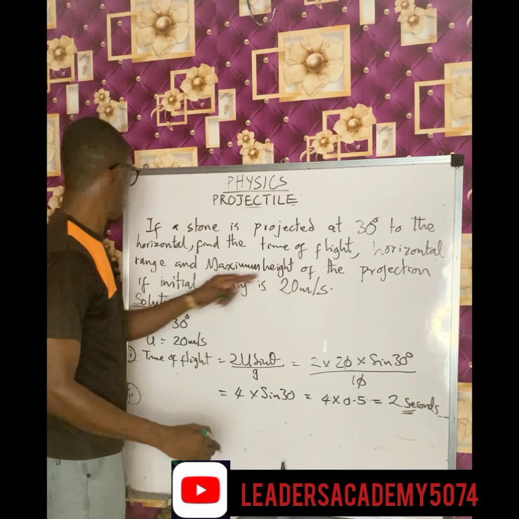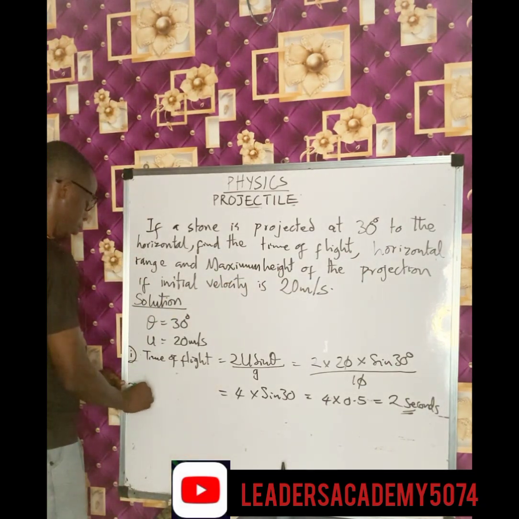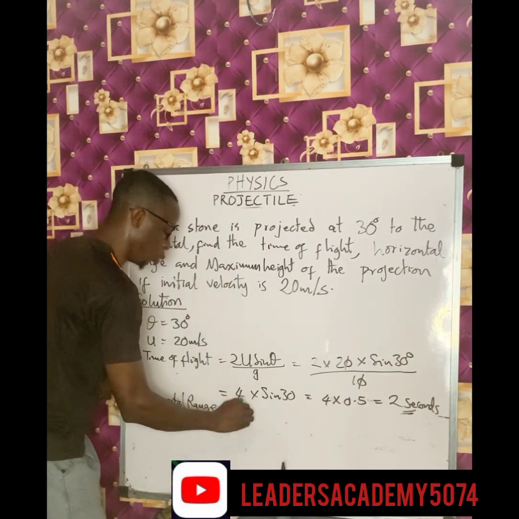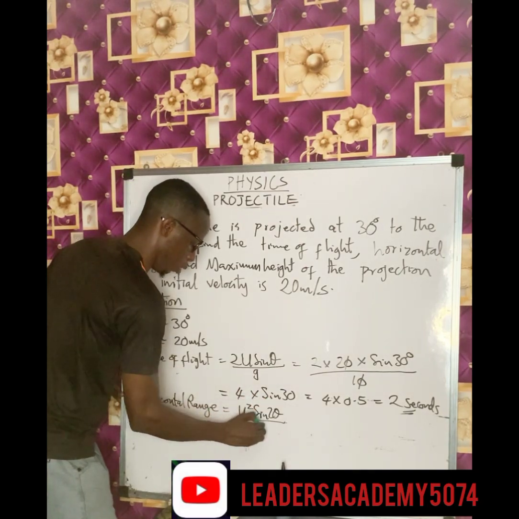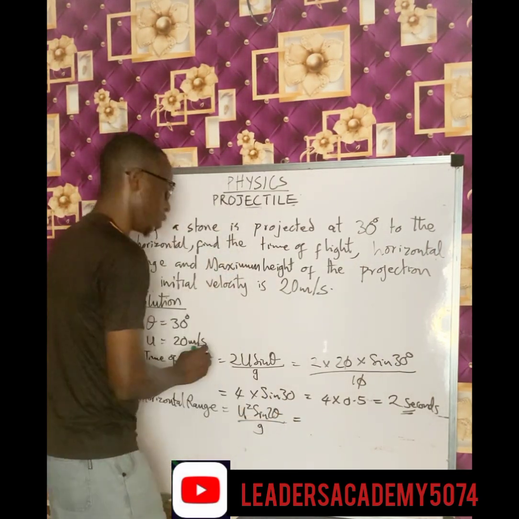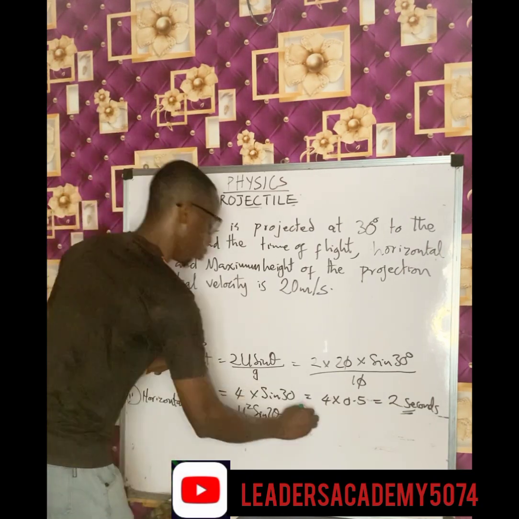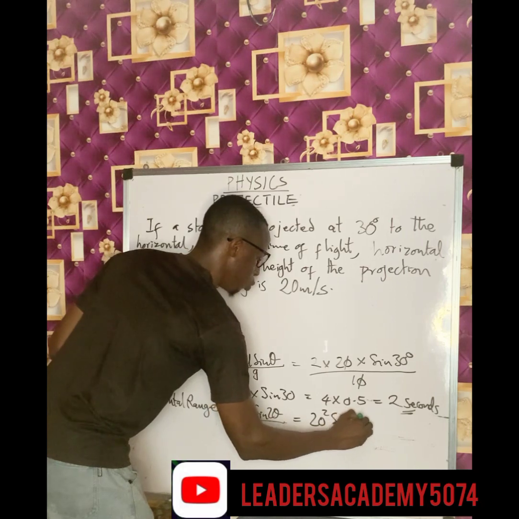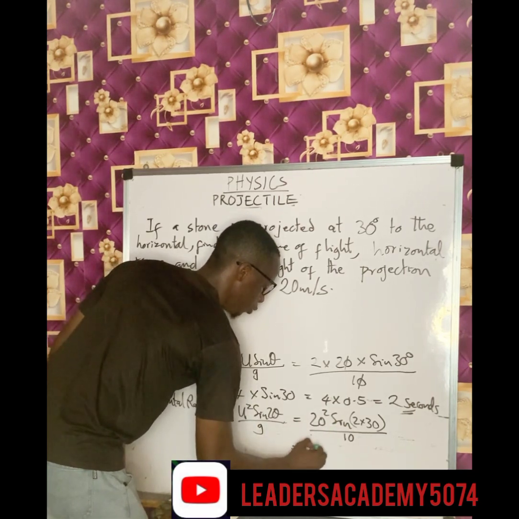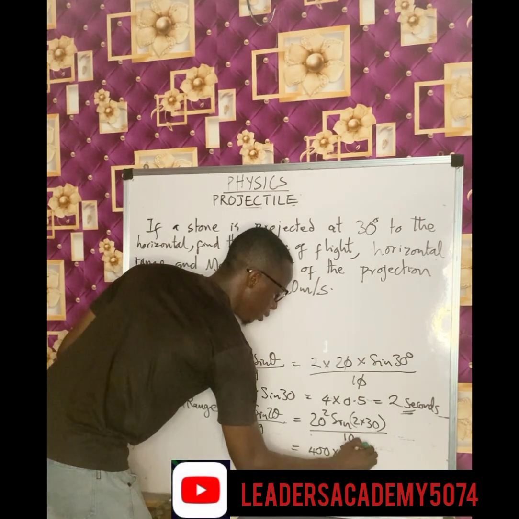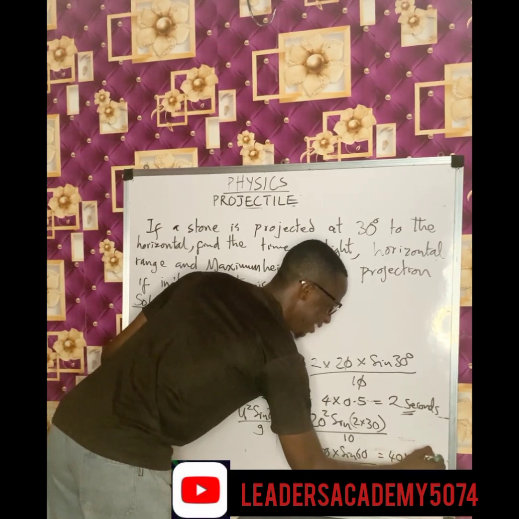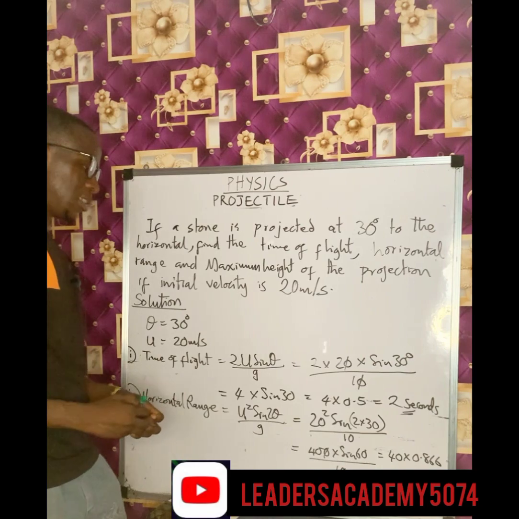We have to solve for the horizontal range. The horizontal range is equal to u squared sine 2 theta all over g. Our u is 20, so we have 20 squared sine 2 times 30 over g, which is 10. So we have 400 times sine 60 all over 10. Zero cancels zero. This is 40 times 0.866, since sine 60 is 0.866.